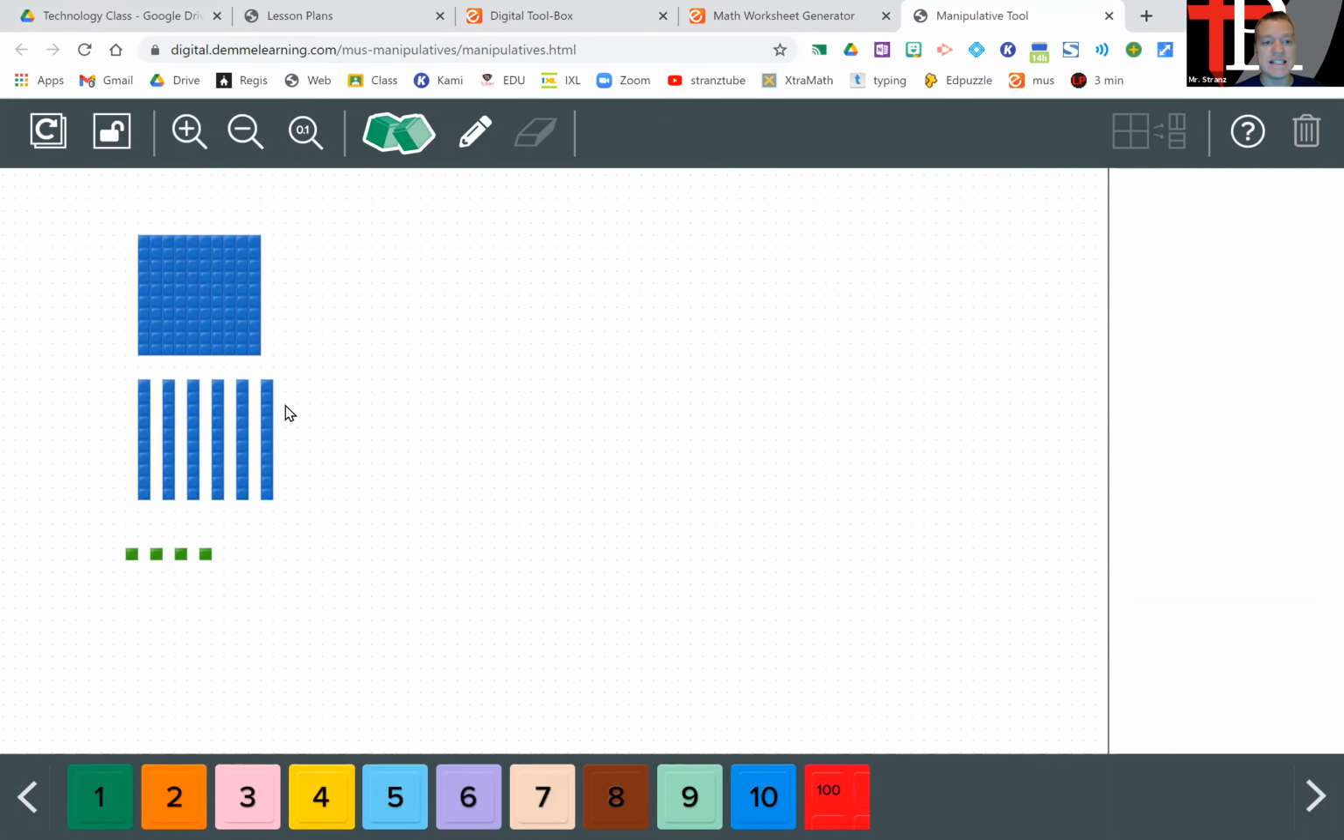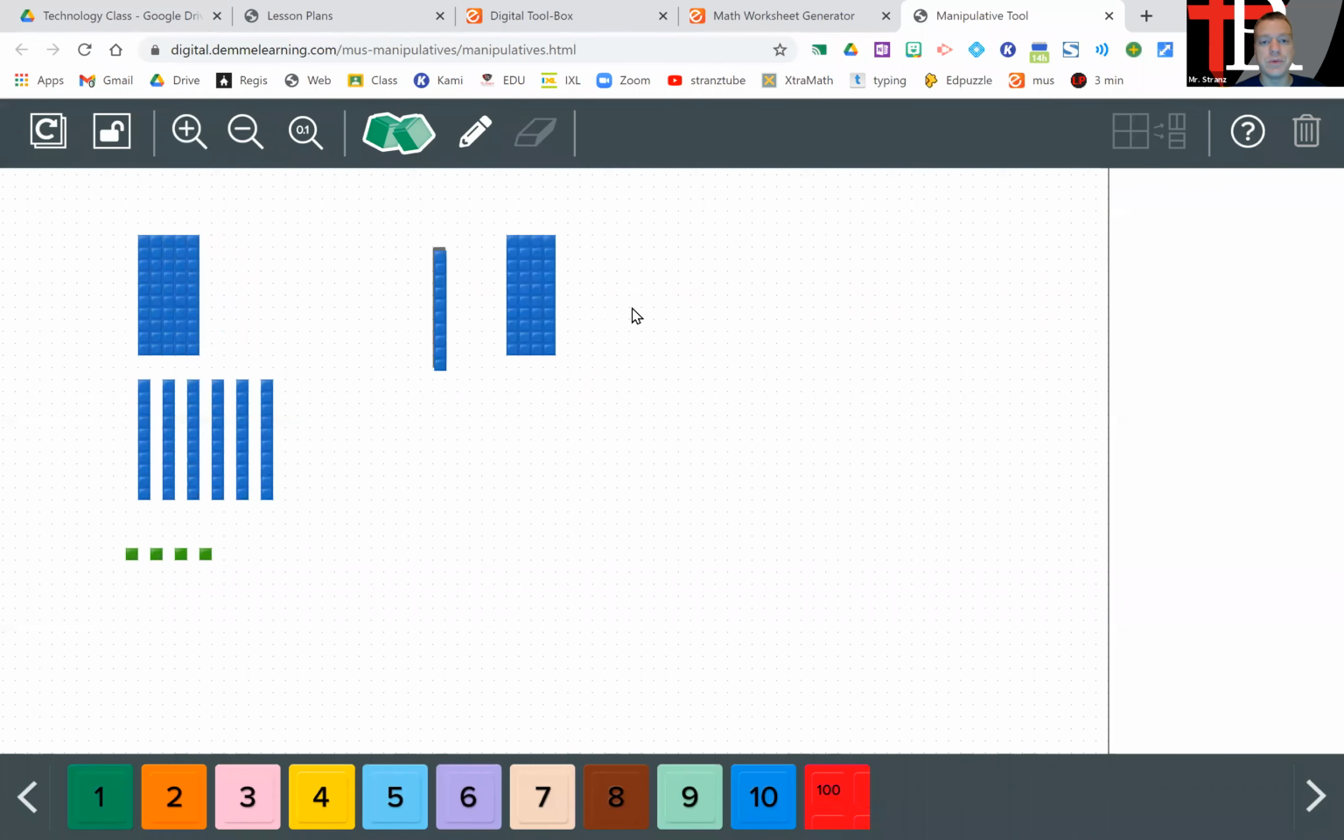So if we have 10 here and we have 6 here, that's 16. 16 divided by 4 means that there's going to be how many in each group? There's going to be 4 in each group, right? So I'm going to have 1, 2, 3, 4. That's one group.